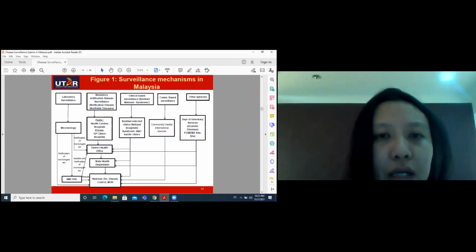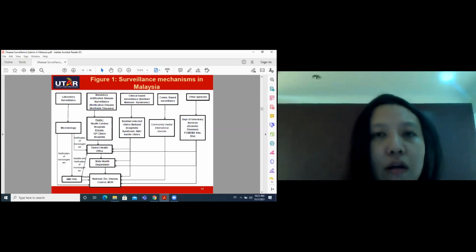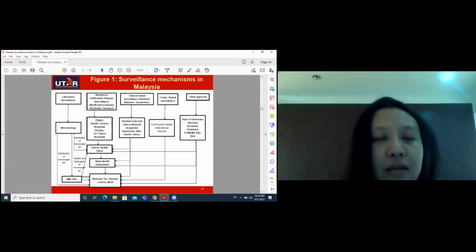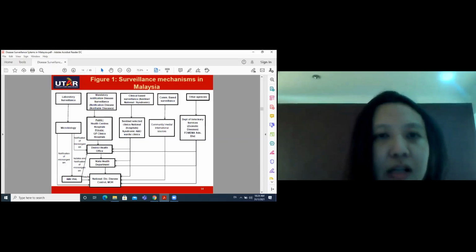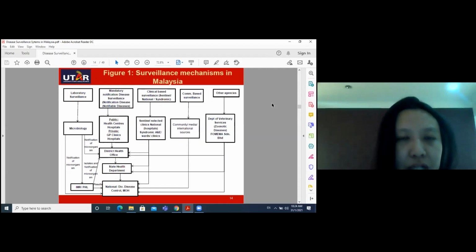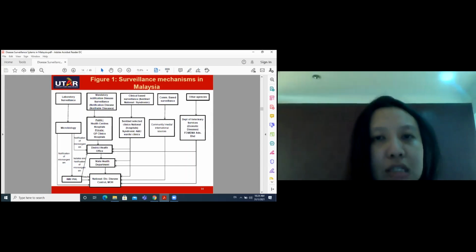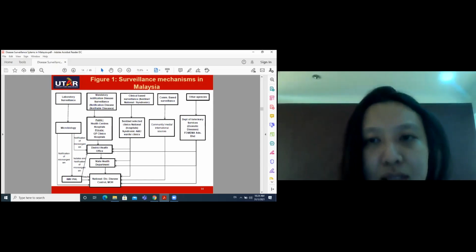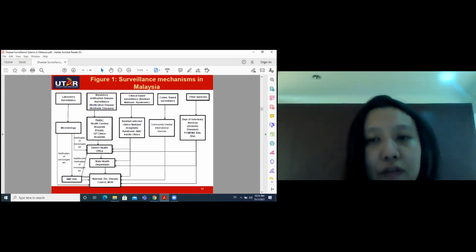So basically, this is the overall flow diagram for the surveillance mechanisms in Malaysia. As you can see, we have laboratory surveillance, mandatory notification disease surveillance, clinical-based surveillance, sentinel or syndromic surveillance, and the fourth, community-based surveillance. And the fifth is by other agencies, such as FOMEMA for foreign workers, or for zoonotic diseases.